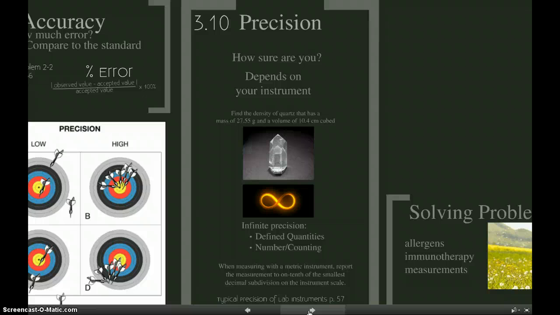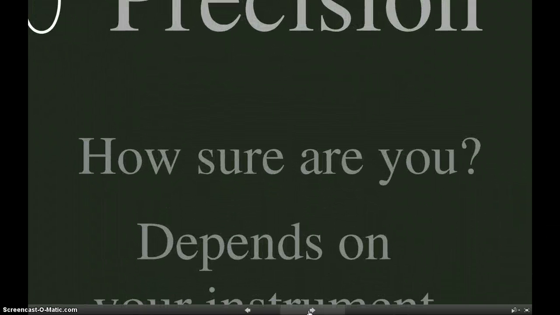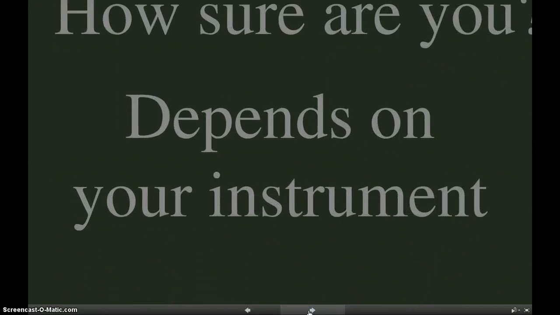The second topic we'll talk about when it comes to error and uncertainty is precision. Precision tells us how sure we are about a measurement. It tells us about the uncertainty we have, and it's going to depend on the instrument that we are given.